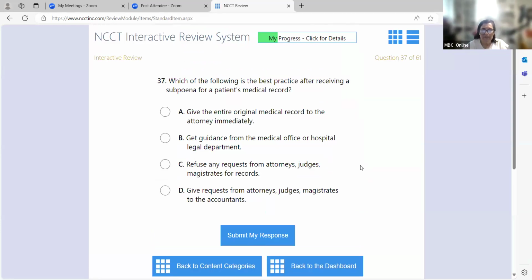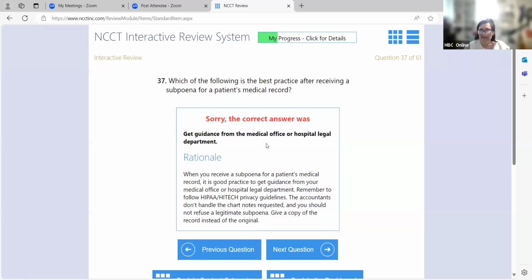Which of the following is the best practice after receiving a subpoena for a patient's medical record? A, give the entire original medical record to the attorney immediately. B, get guidance from the medical office or hospital legal department. C, refuse any request from attorneys, judges, magistrates for records. D, give requests from attorneys, judges, magistrates to the accountants. So what do you do? A, give the entire original medical record to the attorney.